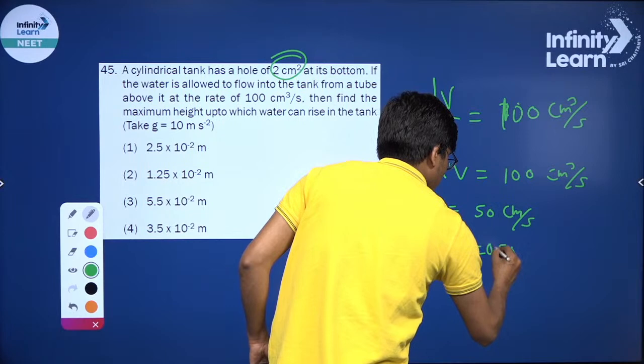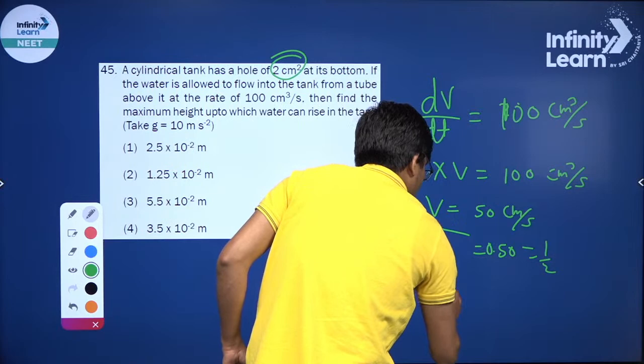So this is 1/2 actually, so square both sides, so it will be 1/8g, right?